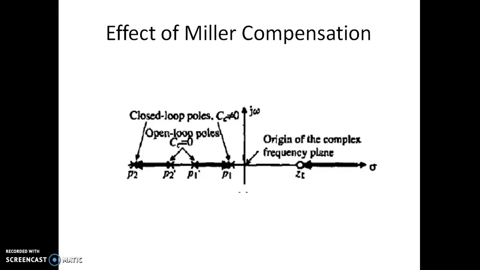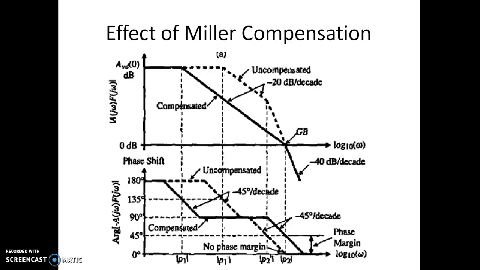Let us see the effect of this Miller compensation on the Bode plot. The dotted line corresponds to the uncompensated frequency response, the magnitude plot. Here this was omega P1, and this was omega P1 dash and P2 dash, so we had a first cutoff frequency and a second cutoff frequency. Upon providing the compensation, the gain bandwidth omega GC remains constant, but omega P1 dash, which was here, has now been moved here, and omega P2 dash has been moved towards the right side.